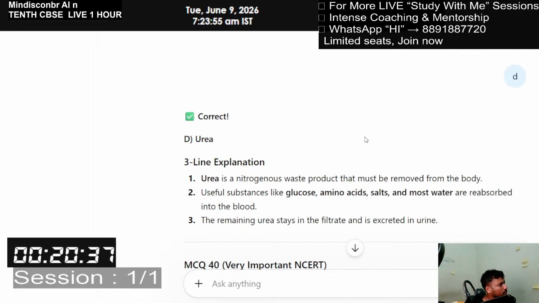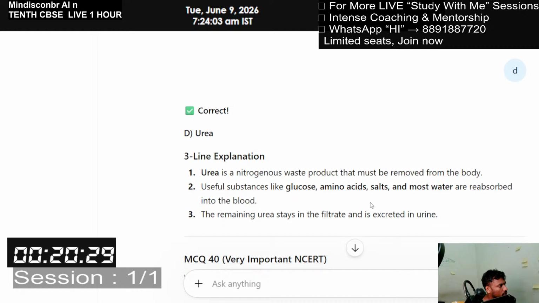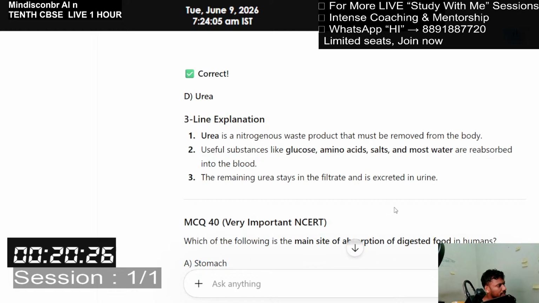Urea is a nitrogenous waste product that must be removed from the body. Useful substances like glucose, amino acids, salts, and most water are reabsorbed into the blood. The remaining urea stays in the filtrate and is excreted in urine.